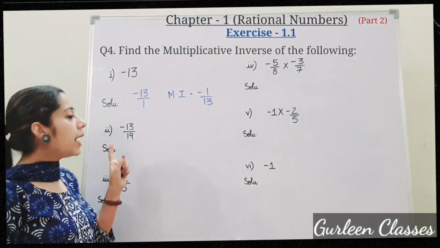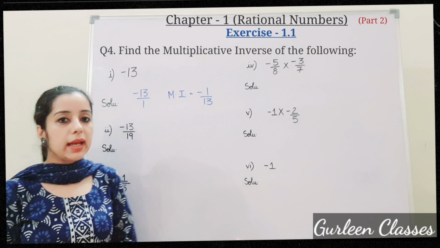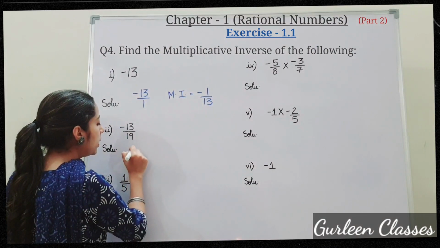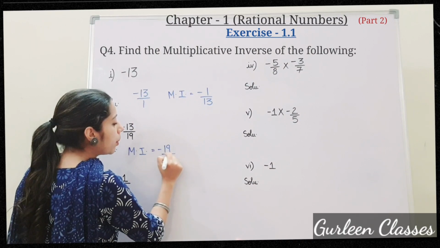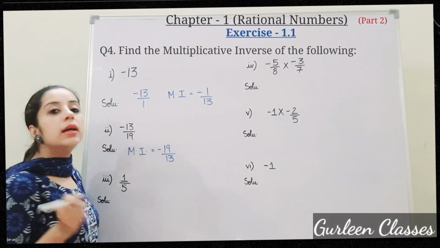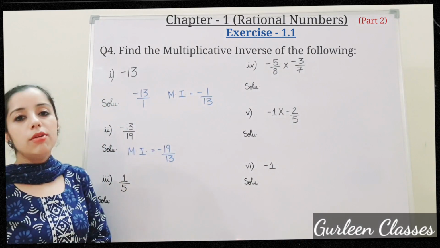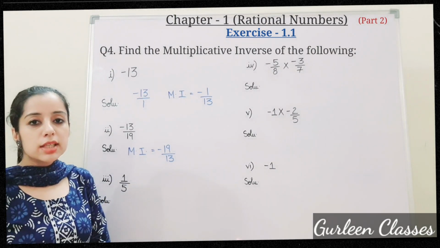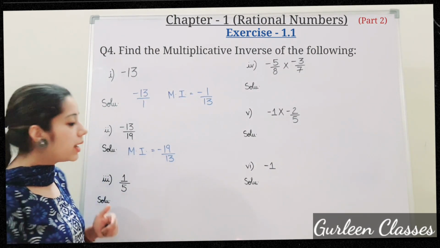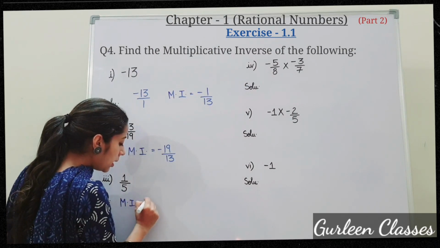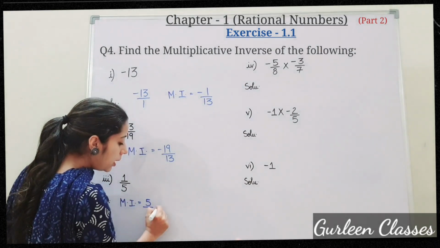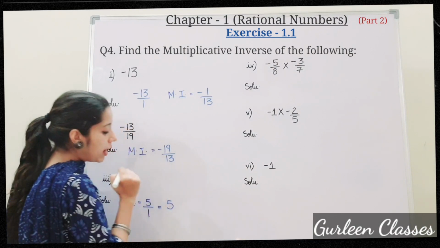Second part, minus 13 upon 19. So find out the multiplicative inverse. It will be minus 19 upon 13. Third part, 1 upon 5. So the multiplicative inverse will be 5 upon 1. So right here, the multiplicative inverse will be 5 upon 1, or we can write 5.